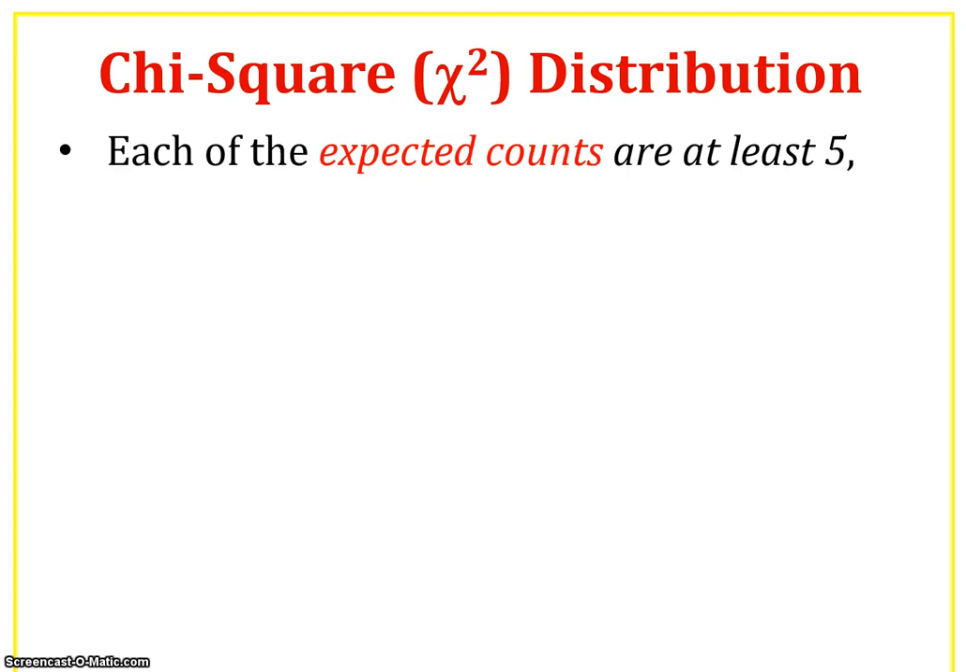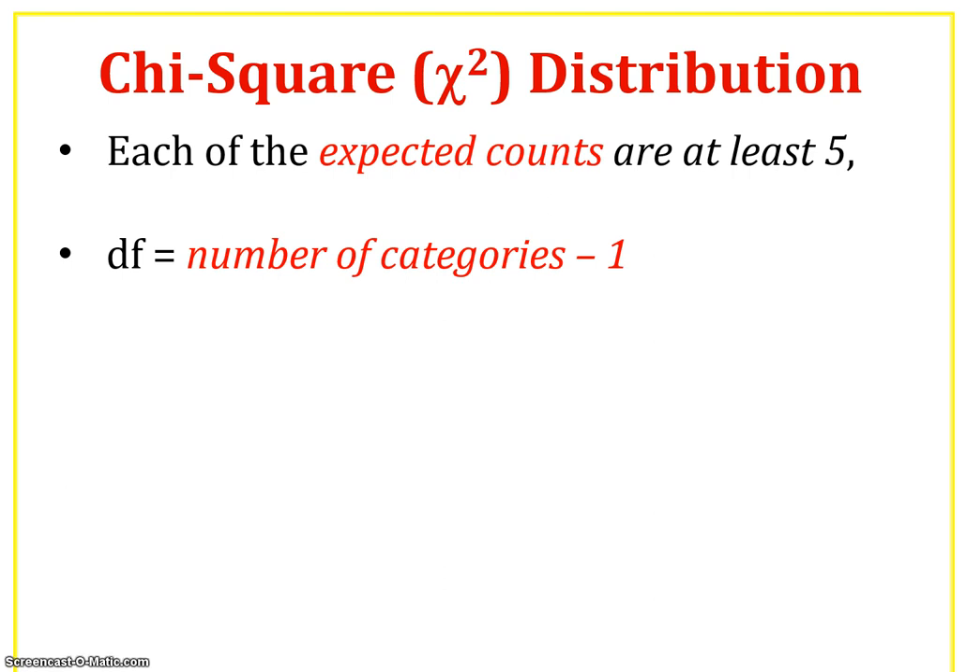The chi-square distribution can be used as long as all of our expected counts are at least 5. If this condition is not met, then we should not be using the chi-square test to do a hypothesis test. Chi-square distributions are a family of distributions. They are also characterized, like a t-distribution is, by degrees of freedom. The difference here is that the degrees of freedom is not the sample size minus 1. It's the number of categories for a categorical variable minus 1.